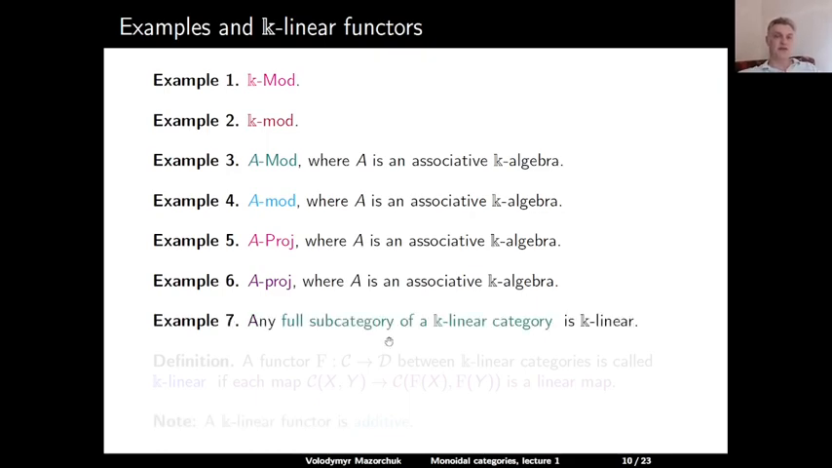And similarly to the preadditive categories, the property to be K-linear is inherited by full subcategories. Any full subcategory of a K-linear category is K-linear.